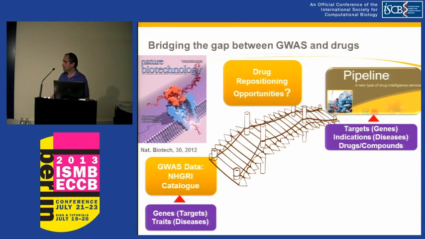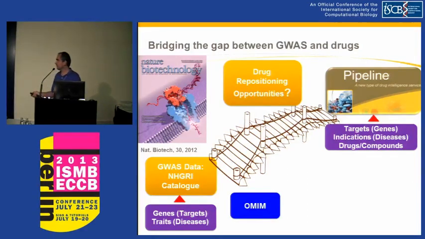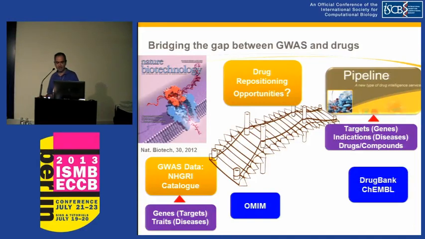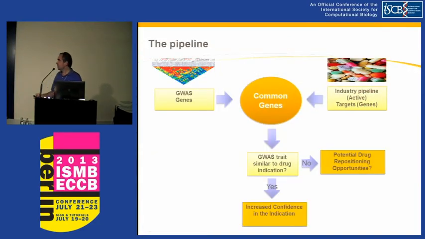And on the other side, we take a database that's called Pipeline, that's from Pharmaprojects, that provides you, again, the targets of drugs that are genes, indications that are disease, and drug and compounds. And basically what we're trying to do is to bridge between these two types of data and look at drug repositioning opportunities. So of course, you can start with other type of genetics data. You can look at OMIM, for example. And on the side of the drugs, you may be able to use DrugBank or ChEMBL. So here it's just a bit more details on what we've been doing.